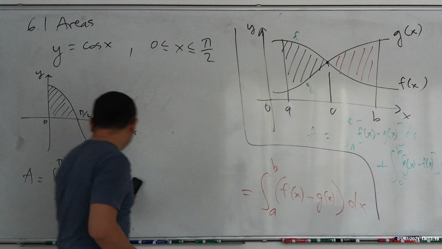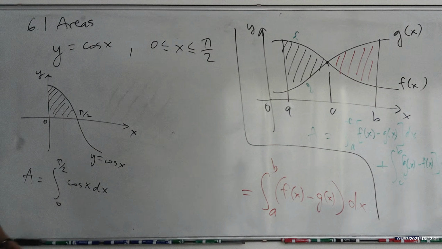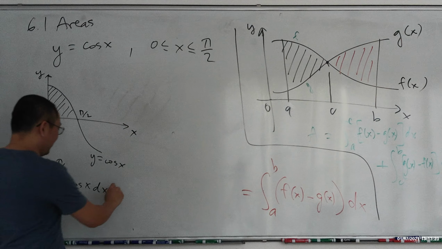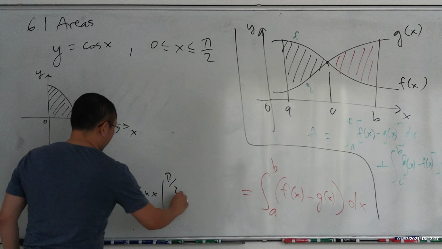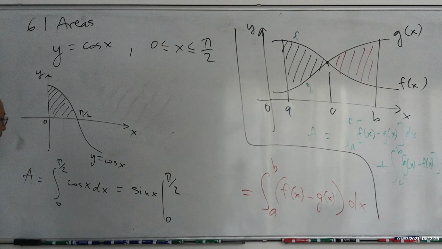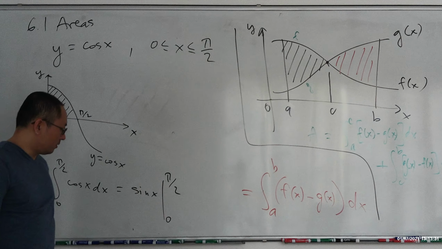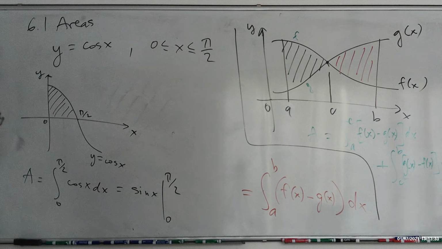And I bet this integral is super easy for you guys to work with, so I'm going to leave it for you. What is the integral of cosine? Sine, right? Sine x, running from 0 to pi over 2. You plug in x equal to pi over 2, sine of pi over 2 is 1. Sine of 0 is 0, so the answer is 1. Okay?